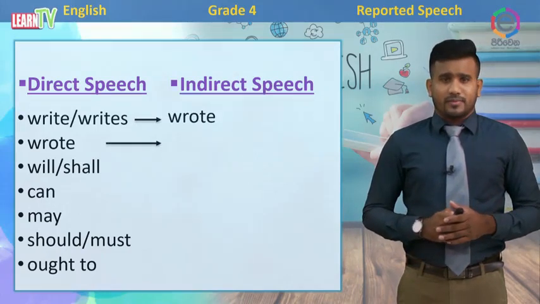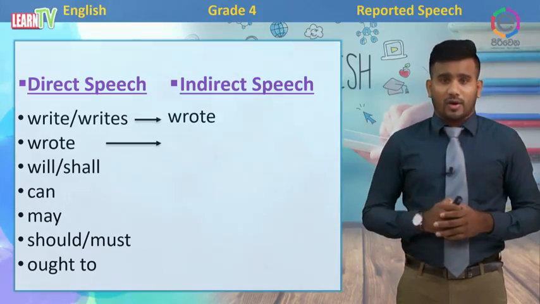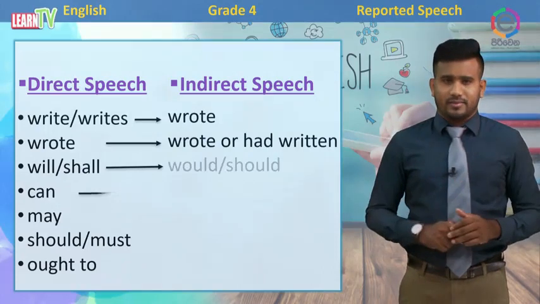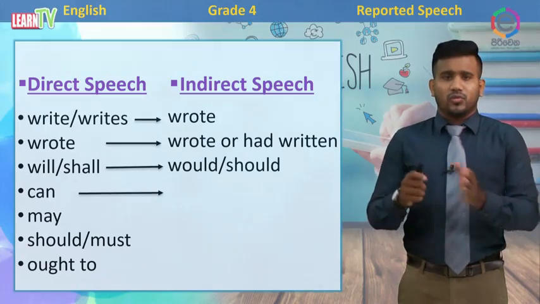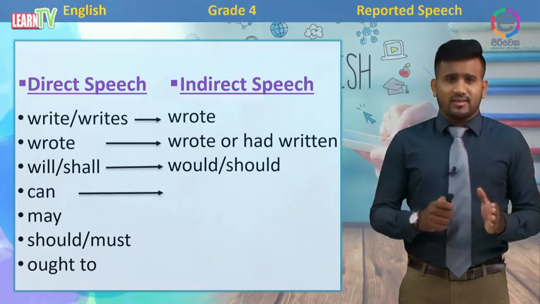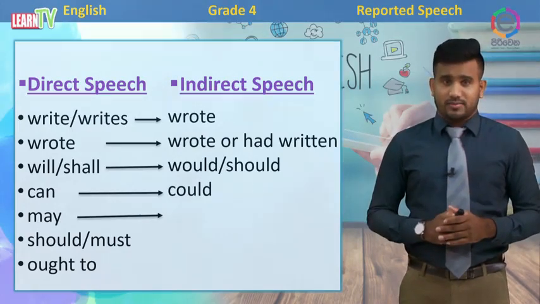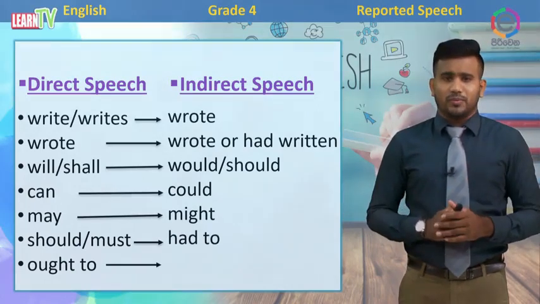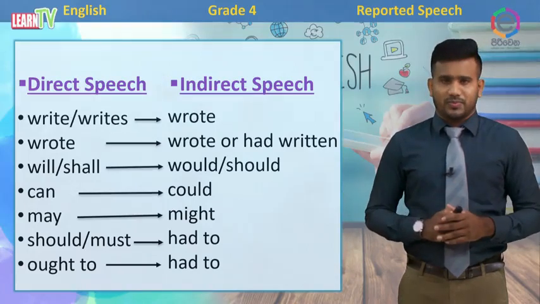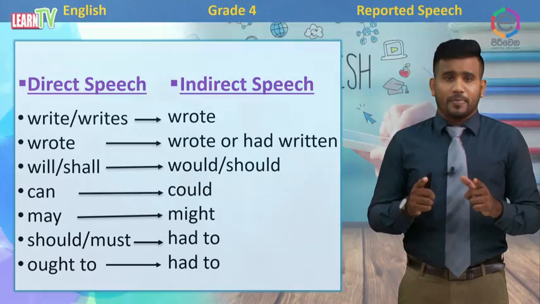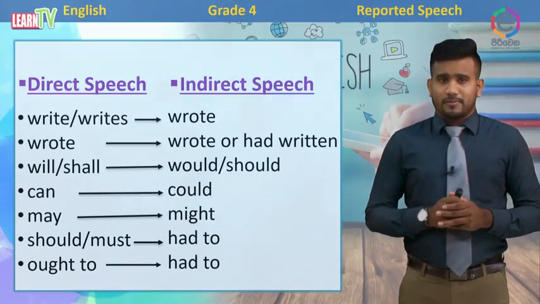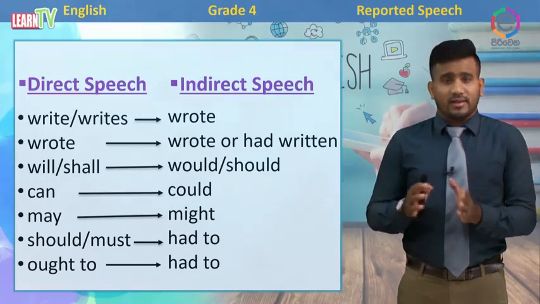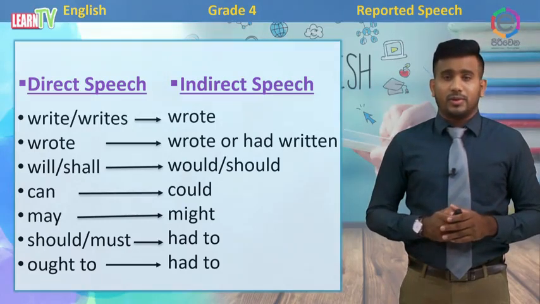Write, writes should be changed to wrote. Wrote becomes wrote or had written. Will, shall become would or should. Can should be changed to could. May becomes might, should; must becomes had to; ought to becomes had to. So make sure that in direct speech, some words must be changed in indirect speech according to these points.